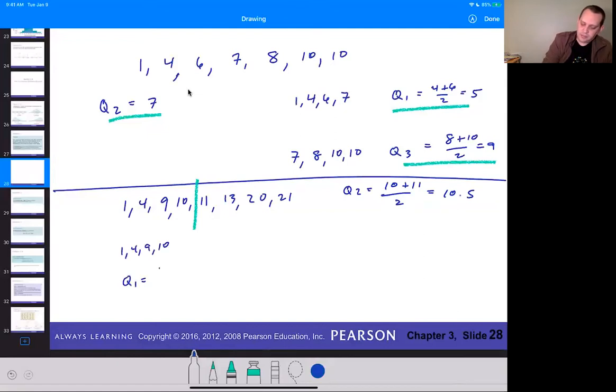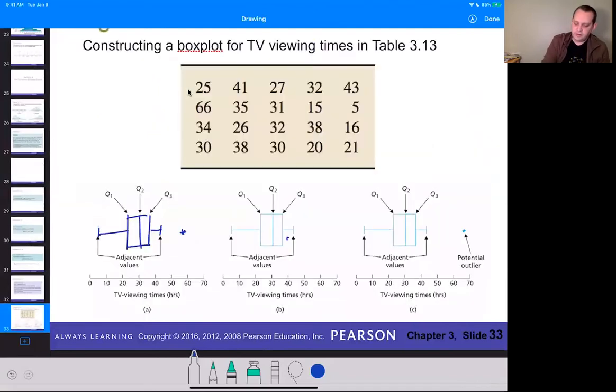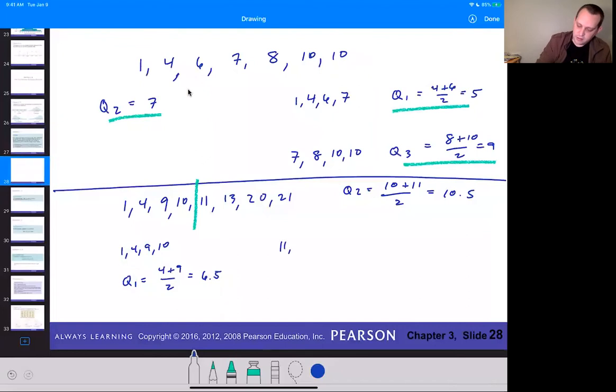For 1, 4, 9, and 10, Q1 is going to be 4 plus 9 over 2, so it's going to be 13 halves, or 6.5. And for 11, 13, 20, and 21, the median there is going to be 13 plus 20 over 2. So that's 33 halves, so 16.5.